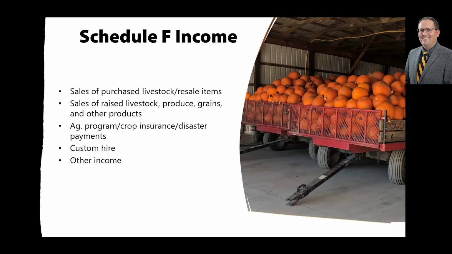On the flip side, the sales of raised livestock, produce, grains, or other products means that you raised it from the start. You never purchased anything from somebody else. Maybe you planted your own seeds and grew your own crop. That's the only distinction between those 2 different lines in the Schedule F. Basically any kind of ag program, crop insurance, disaster payments get reported on Schedule F, as well as custom hire and other income. So I just want to make sure everybody understands what goes on the income side of the Schedule F.